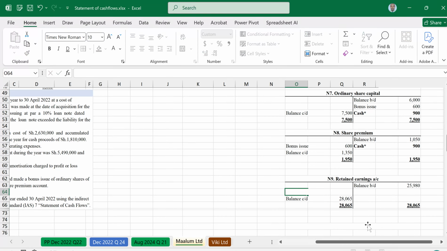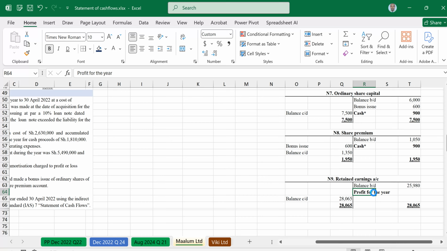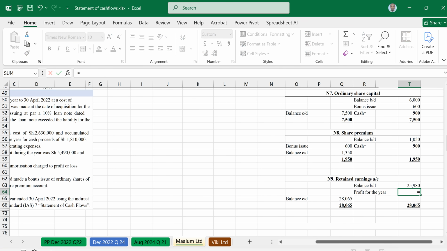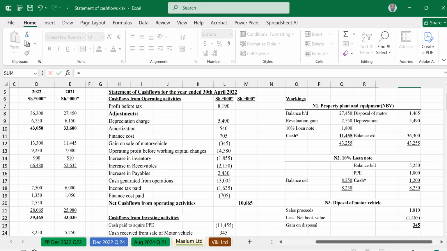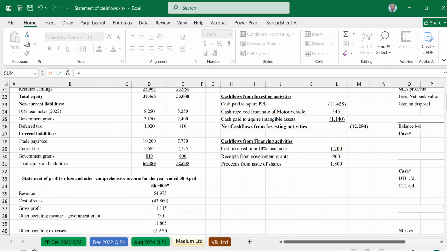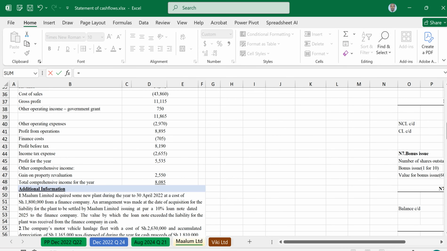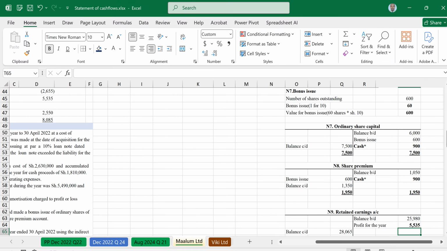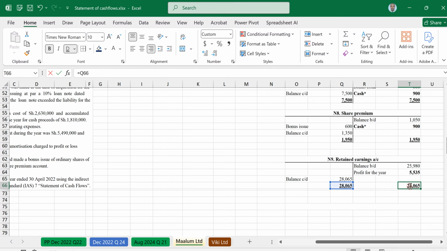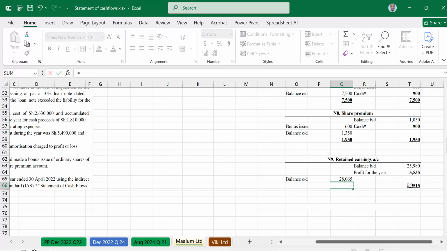Then profit for the year, the one from the statement of profit or loss, so profit after tax, amounted to 5535. That is 5535, profit after tax. Now this will be balanced, using the summation, which will be the same as that on the other side.